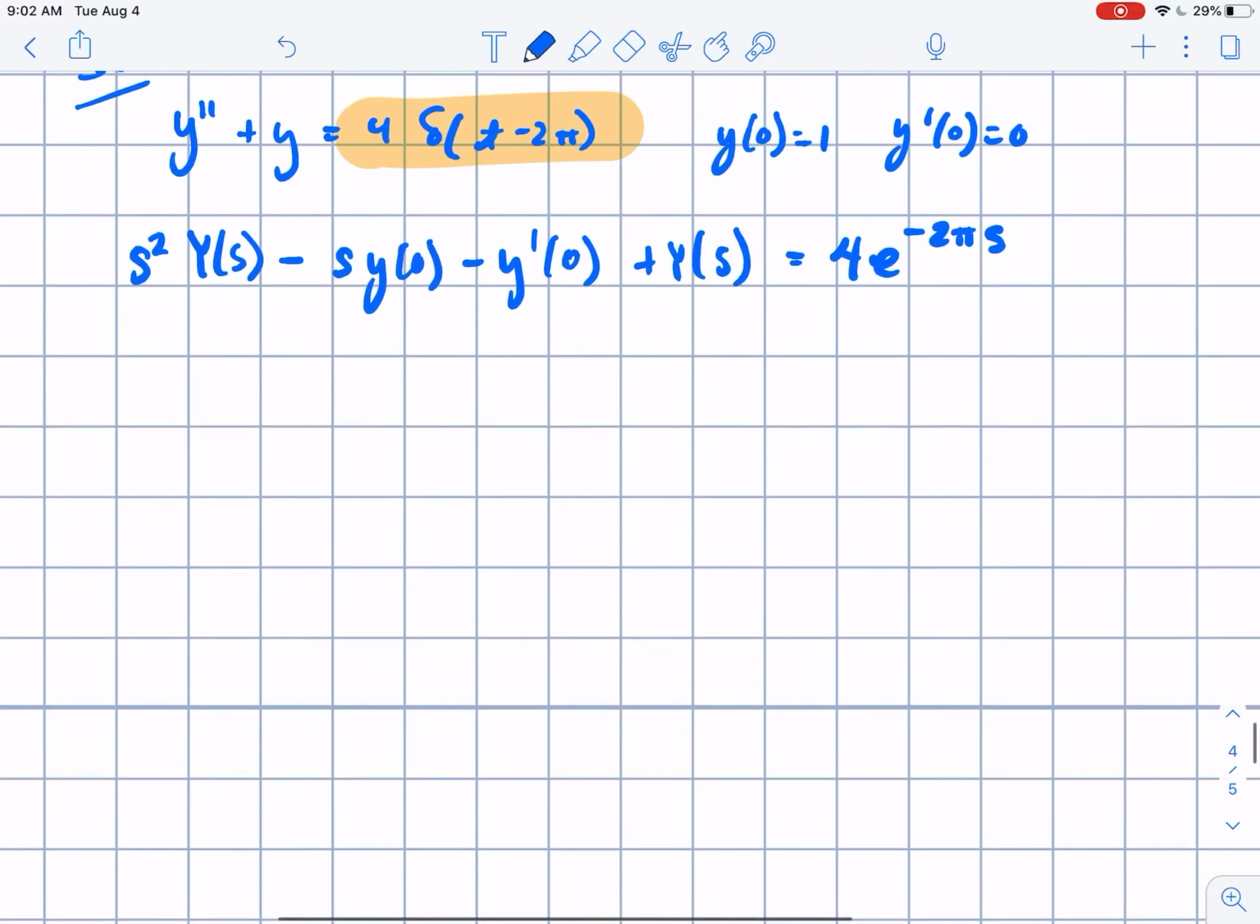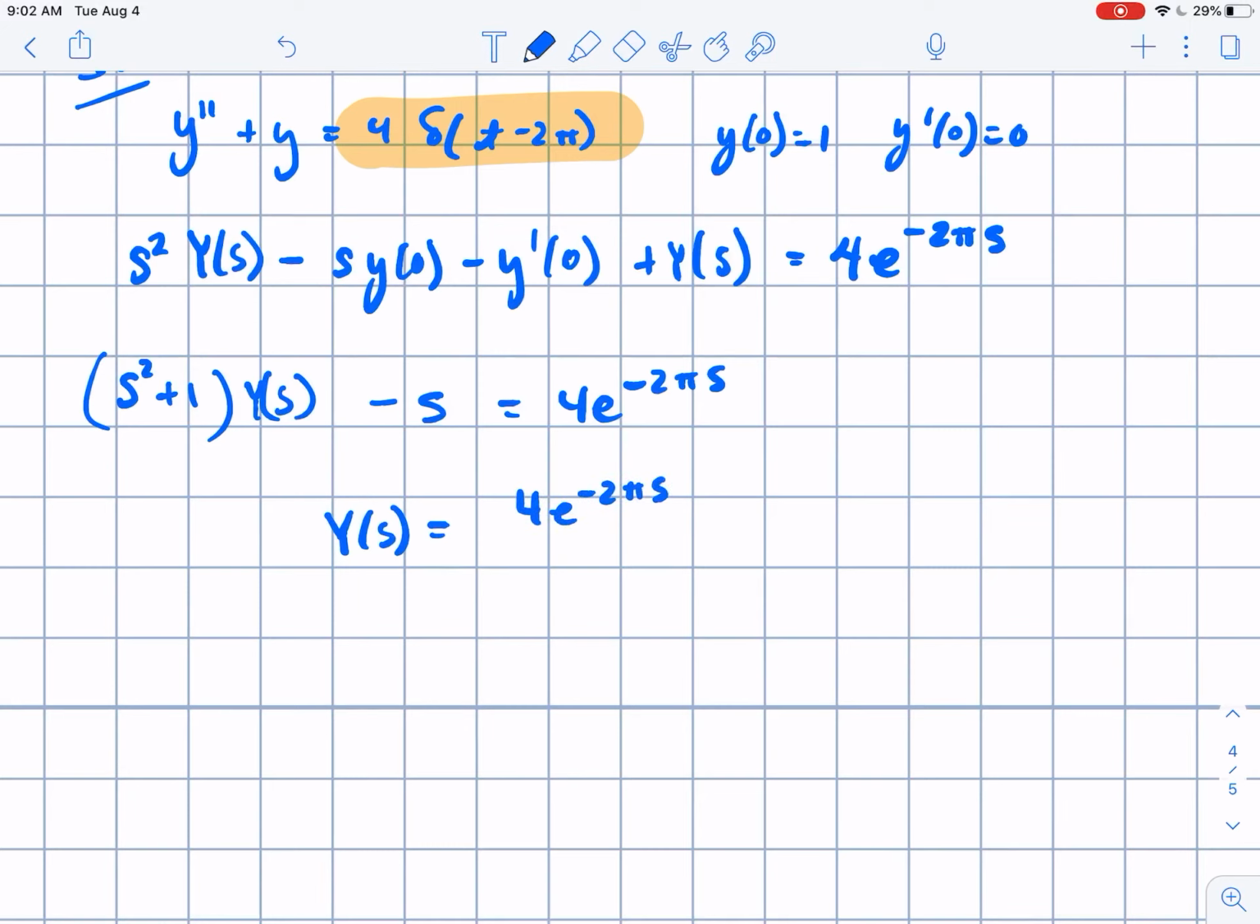Okay, and now same idea, right? You are just solving for y of s, so I'll get minus s y prime of 0 is 0. So y of s has to equal 4e to the negative 2 pi s over s squared plus 1 minus s over s squared plus 1.